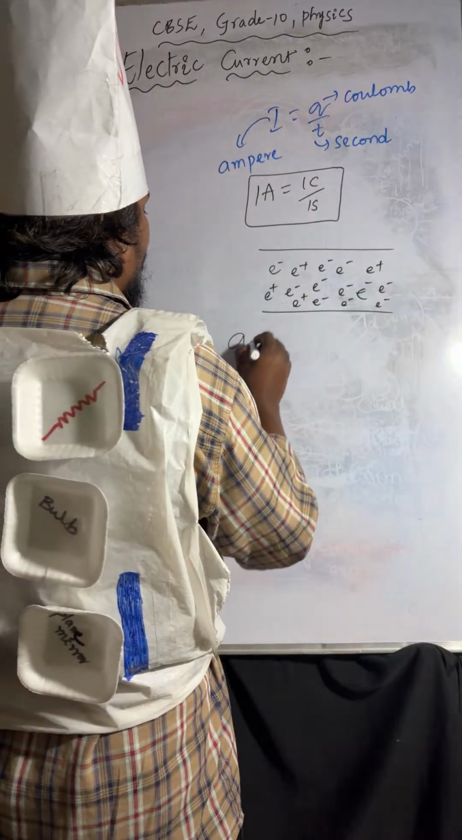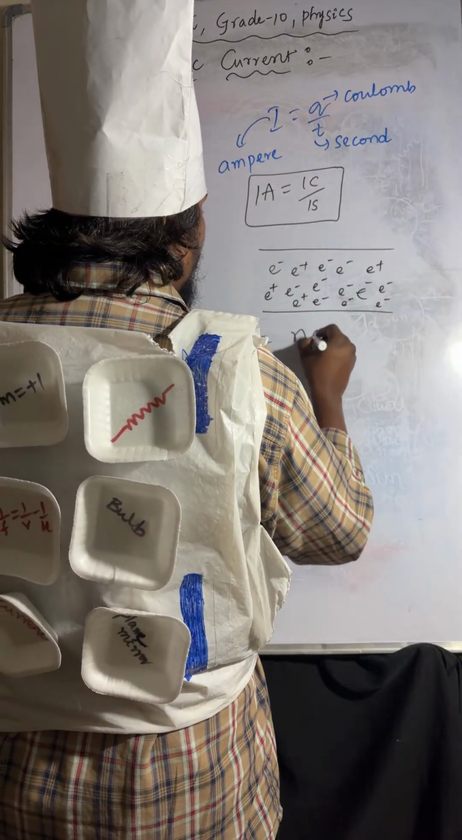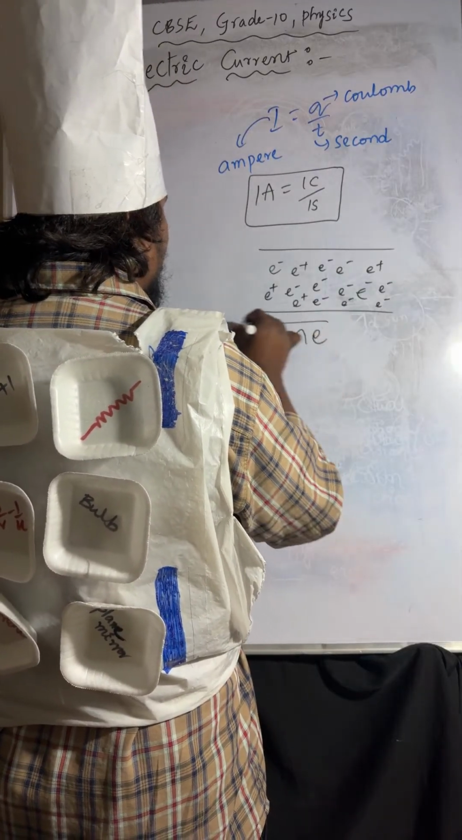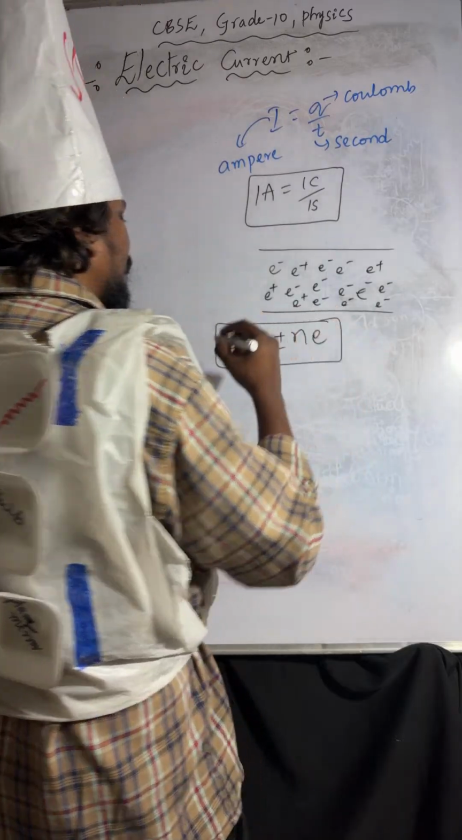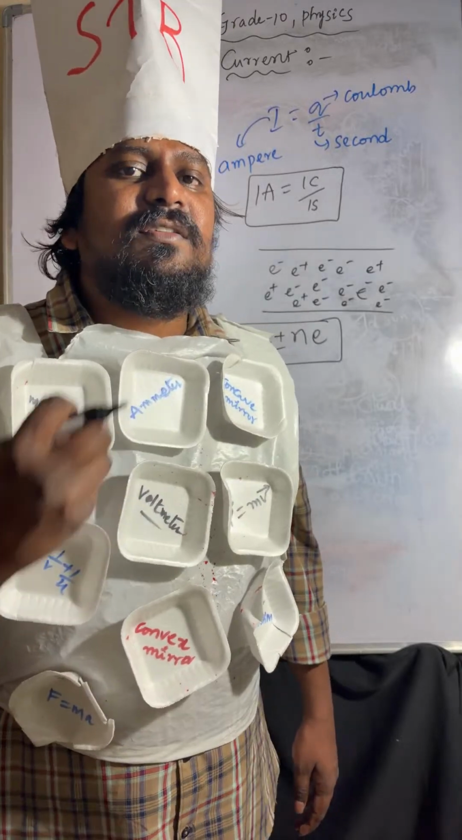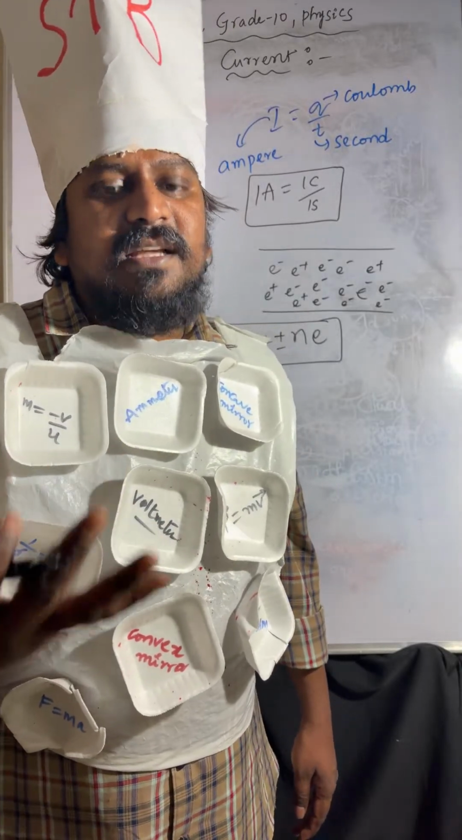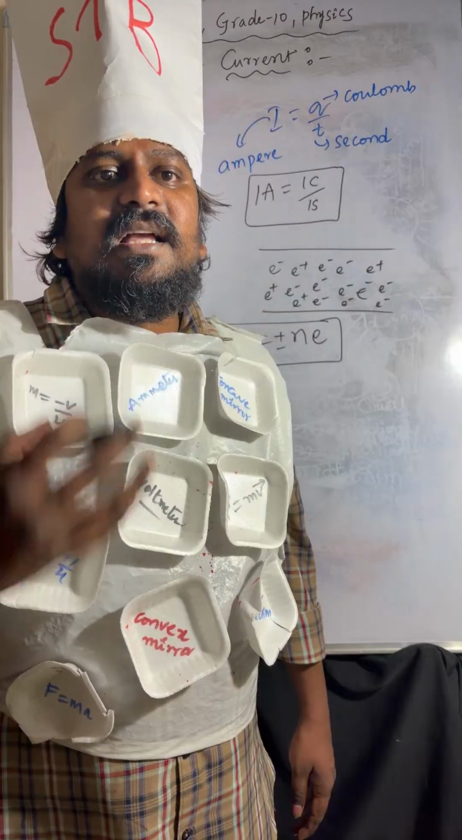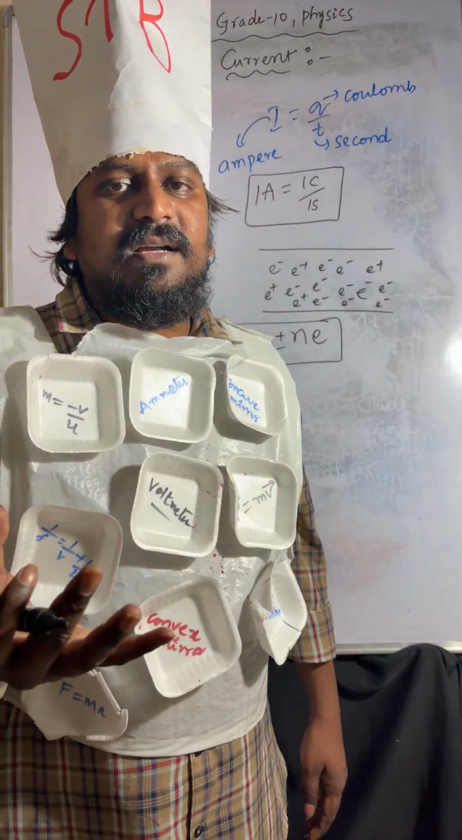Q equal to NE. So plus or minus NE. Understand? Plus or minus NE. N is the quantization of charge. N is the number of charges moving in the conductor.